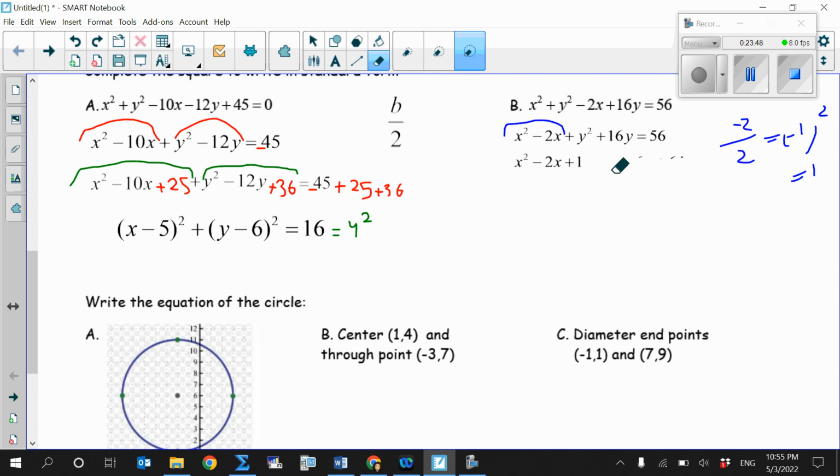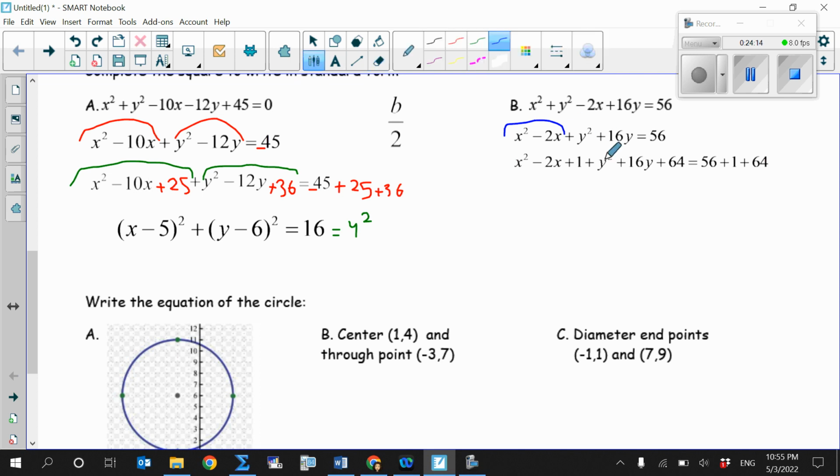Raised to the power of 2 is 64. So it will be y squared plus 16y plus 64. Now, because I added 1 and 64 to the left side, to keep the balance, we're going to add that to the right side as well. So it will be 56 plus 1 plus 64. Now I'm ready to make my perfect squares.